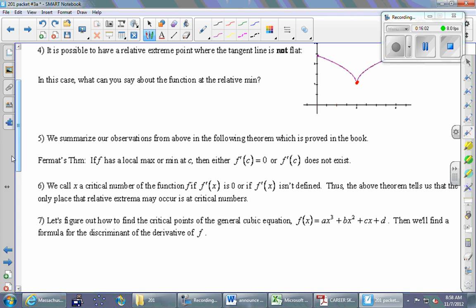Okay, so just a vocabulary phrase that we will be using over and over again. A critical number just means that the derivative at that point is 0 or the derivative isn't defined, doesn't exist. Those two conditions match exactly the ones in Fermat's theorem up above. So all we're saying is that if you are at a local max, then you're at a critical number, because those are the places where the derivative is 0 or not defined.